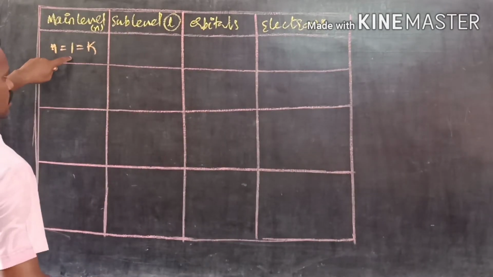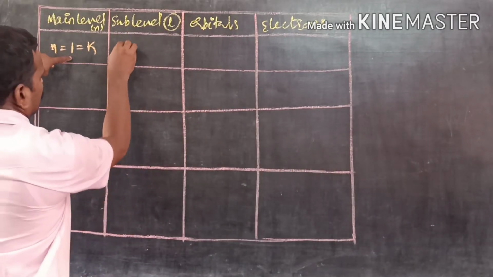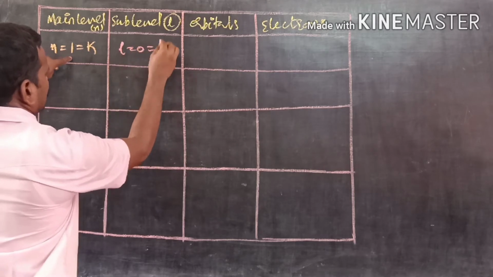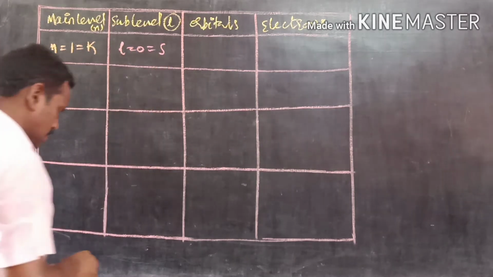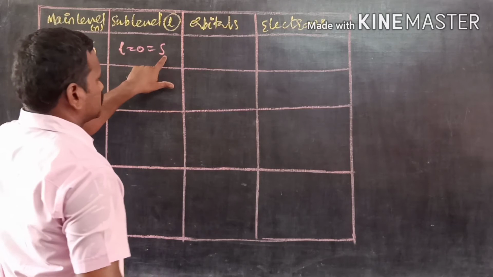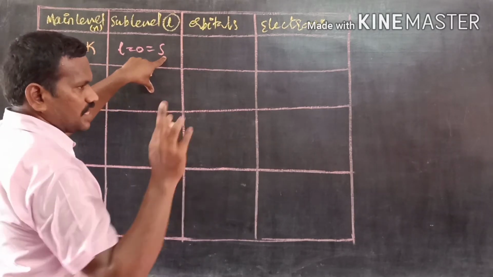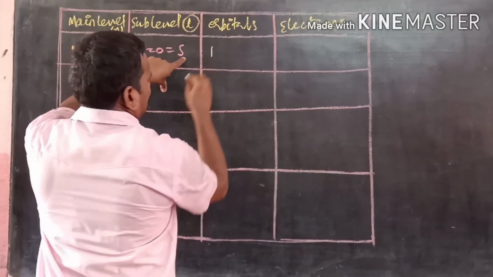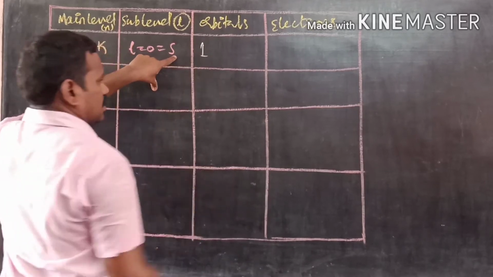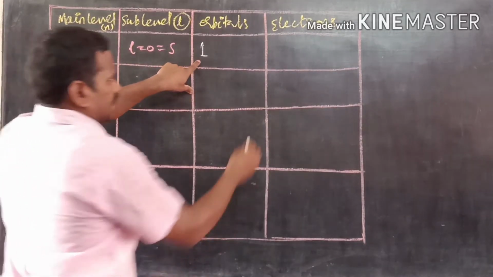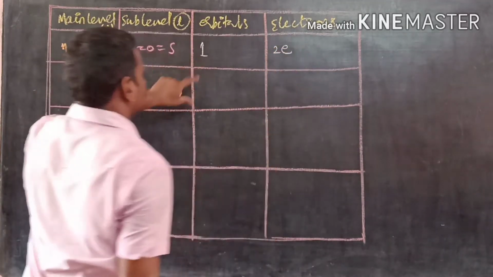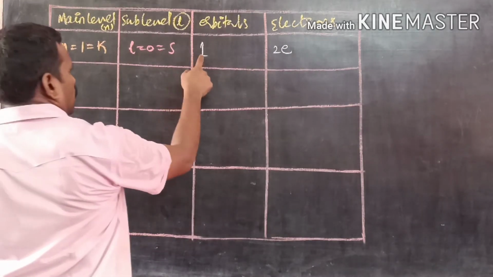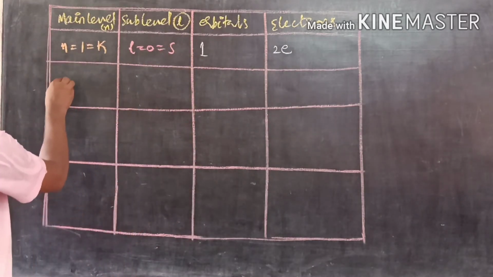So main level 1, the sublevel is also 1, whose l value is 0, that is called the s sublevel. The next one, orbitals. The s sublevel can accommodate only one orbital. Only one orbital is there, and one orbital can accommodate 2 electrons.